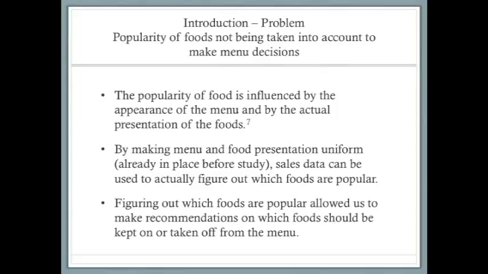The next problem is popularity of foods not being taken into account to make menu decisions. Usually the popularity of food is influenced by the appearance of the menu and by the actual presentation of the foods. By making menu and food presentation uniform, already in place before the study, sales data can be used to actually figure out which foods are popular. And then in turn, figuring out which foods are popular allowed us to make recommendations on which foods should be kept or taken off from the menu.